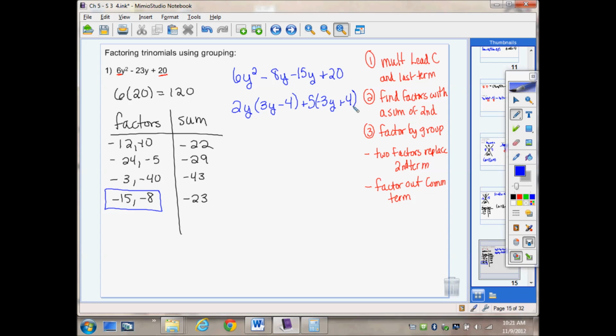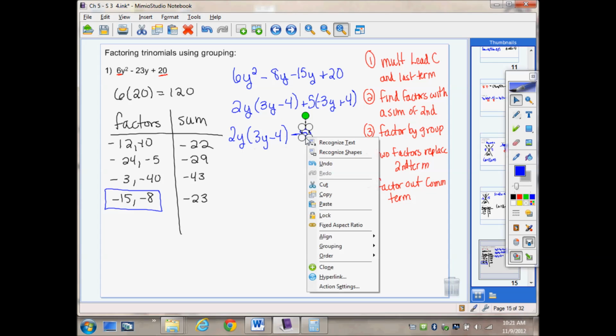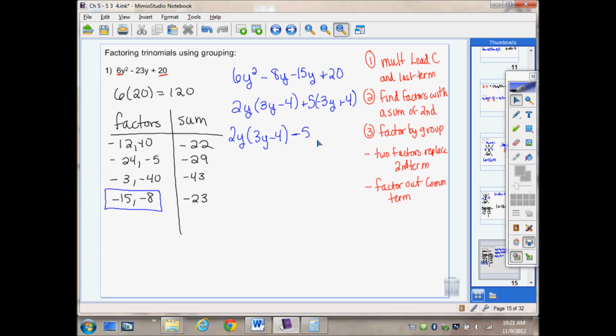So I also need to take out my negative. So I need to make that negative 5. So if I make it negative 5, then the two signs inside will change. And now it matches. Does that make sense? So if it almost matches but your signs are wrong, then change the sign out here. And if you change the signs out here, then you can change the signs inside. Now they match. So that becomes my new factoring.